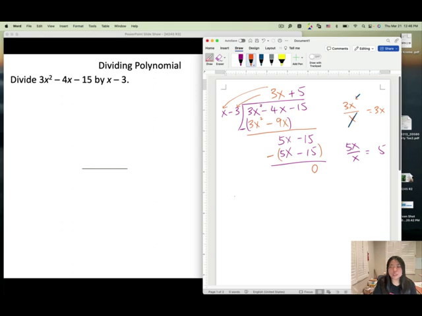So when we write down the answer here, we're going to put 3x squared minus 4x minus 15 divided by x minus 3 equal to the quotient 3x plus 5. And then if I have the remainder, I'm going to put plus 0 divided by x minus 3. But since my remainder is 0, that's my final answer.